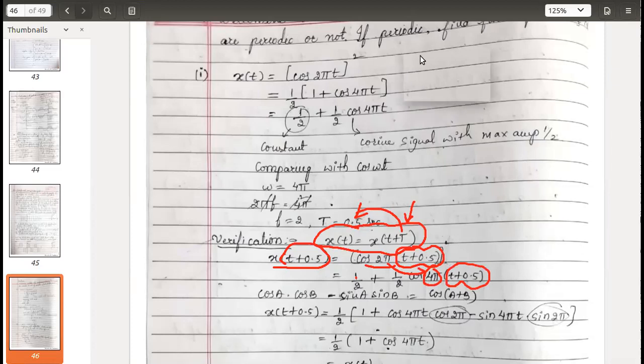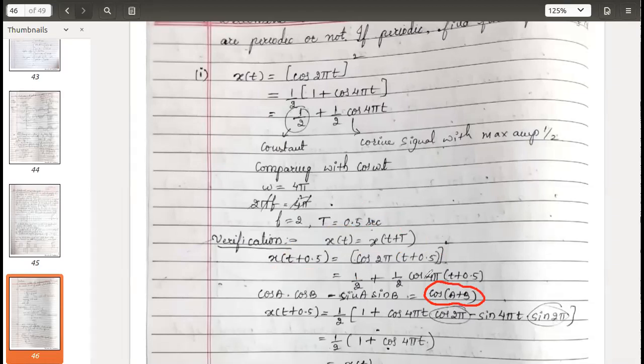After this, you might have studied some trigonometric formulas: cos a plus b, cos a minus b, sin a plus b, sin a minus b. These 4 formulae you should be thorough with. Even if you don't know, I'll be sending you the list of formulae in the Google Classroom. Our equation is in cos of a plus b form.